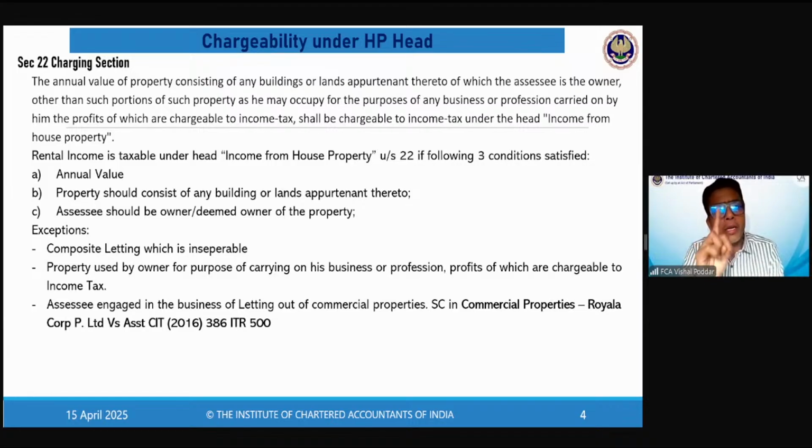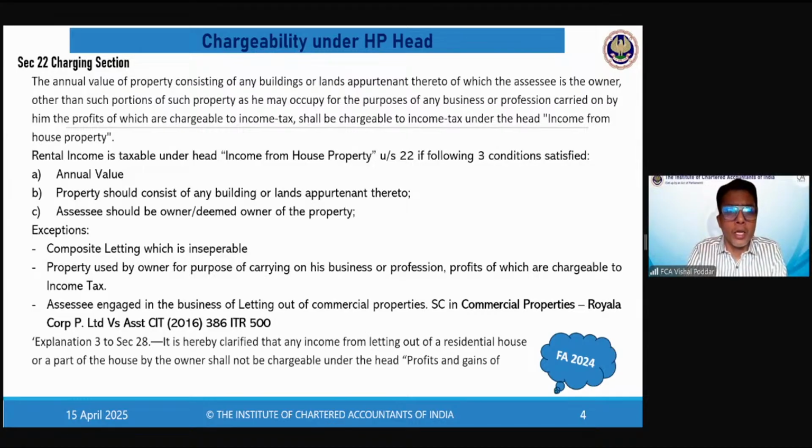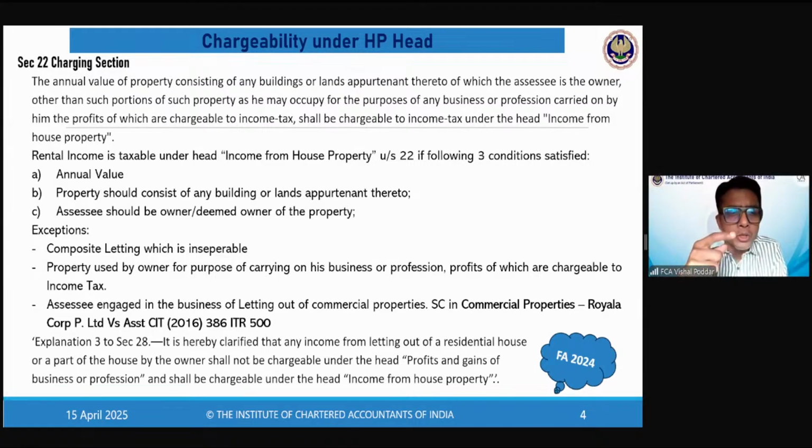You will go to the head PGBP. This is the third exception. However, if you are in the business of giving a residential property on rent, there is an amendment by the previous budget, that is Finance Act 2024, which has stated that even though giving on rent is your business, a residential property given on rent will not be covered under the head PGBP, and hence it will come back to income from house property.